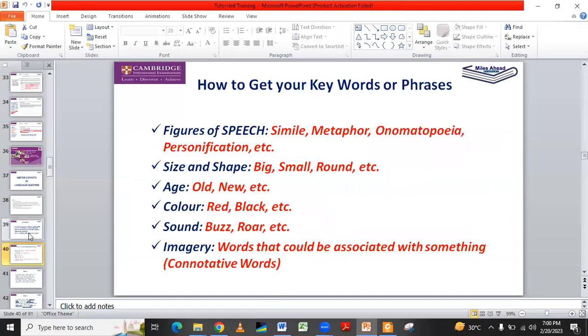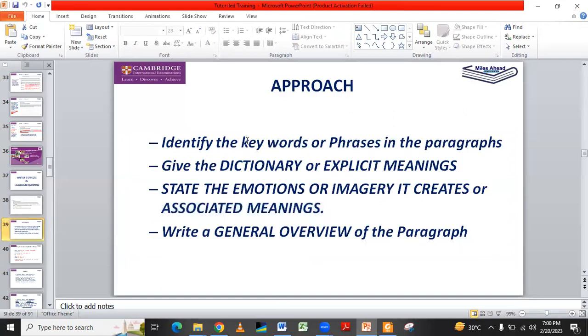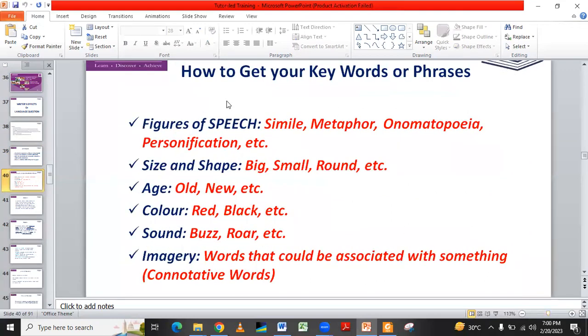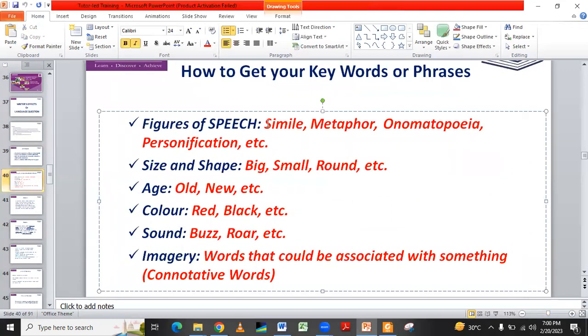So, how do you select the key phrases? This is where you take notes. How do you look at the paragraph and say, yes, this is a point? Number one, figures of speech. This is where you read up your figures of speech now. Simile, metaphor, onomatopoeia, personification. Let me add this one.